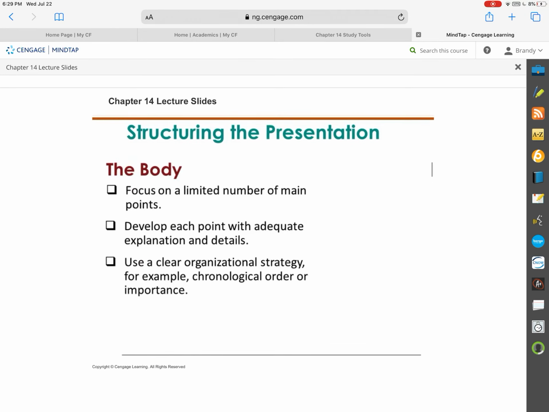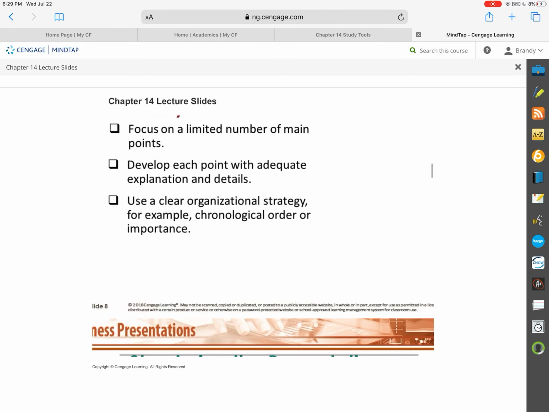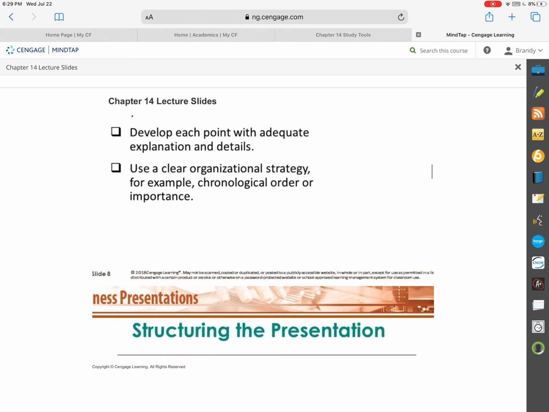And then we have the body. We're going to focus on just a limited number of points. You can't take too long or you're going to lose your audience. So you have to limit it to what you think are the actual main points that you want to get across. And make sure you're using a really good order, like chronological order if you can use it, or maybe even order of importance.